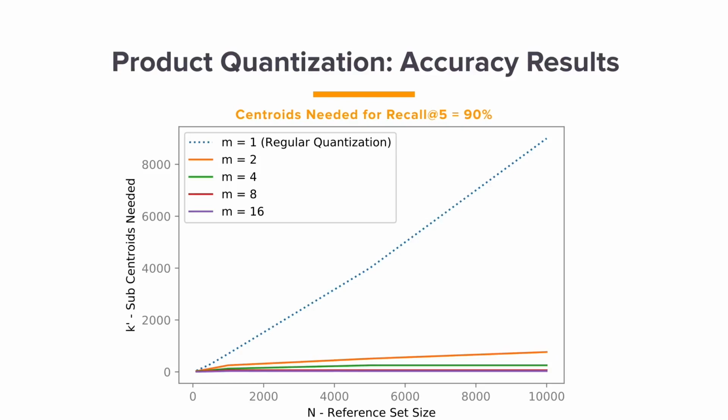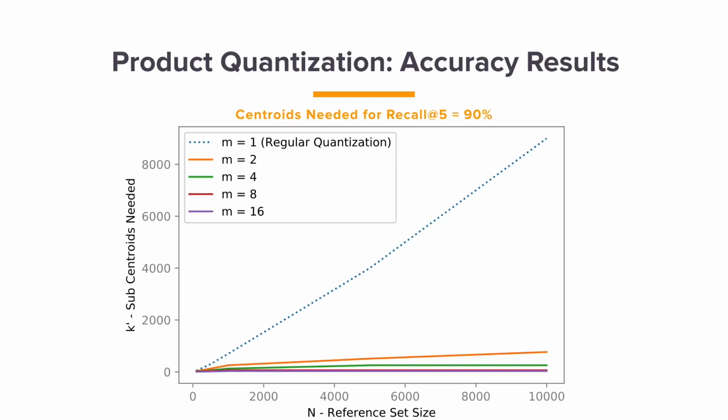So here I show the number of centroids needed for our regular quantization, which we saw went up pretty high, and for product quantization for different M's. On the bottom here is the reference set size, and on the left is the K prime needed, and I show a few different values. You can see I need way lower values of K prime because I'm taking K to the M number of centroids. This is awesome.